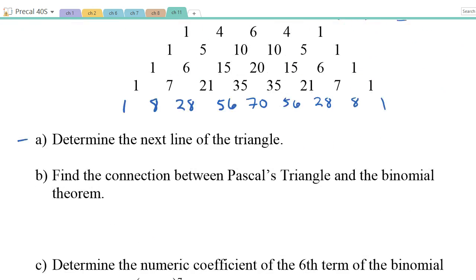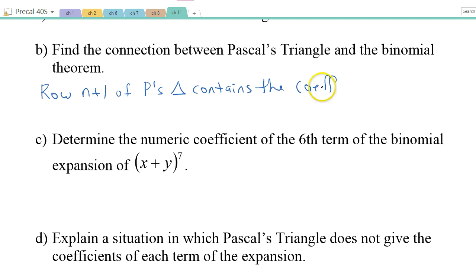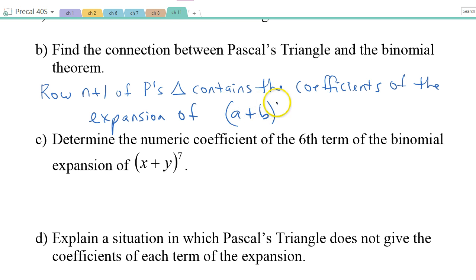So how could we write this? We could say row n plus 1 of Pascal's triangle contains the coefficients of the expansion of (a plus b) to the power of n.